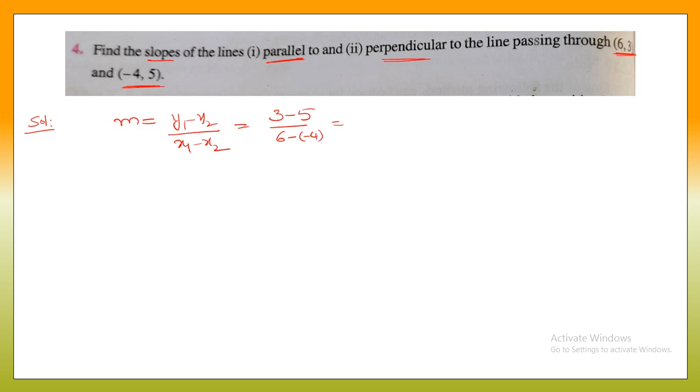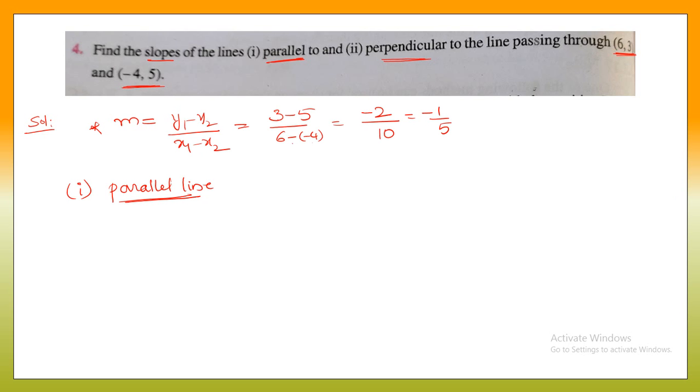So this I can write as 3 minus 5 is minus 2, divided by minus of minus 4 is plus 4, which gives me 10. So this gives me minus 1 by 5. So the value is minus 1 by 5. So this is nothing but the slope of the given line, right? In this first one, so what is he asking? The slope of the parallel line. So he is asking the slope of the parallel line.